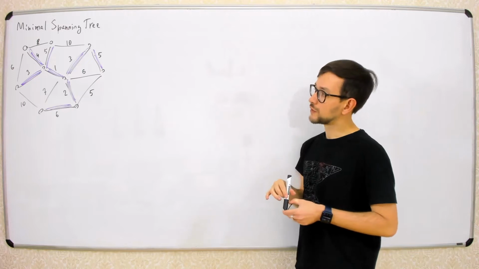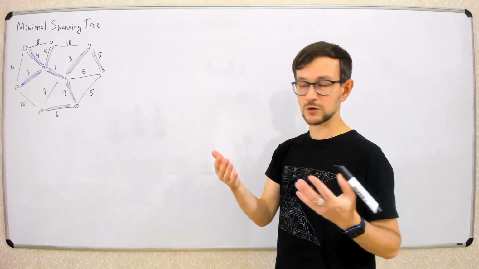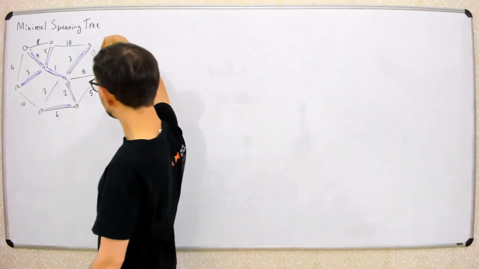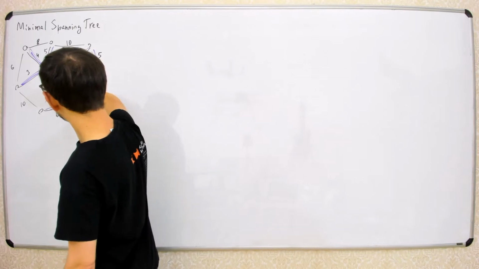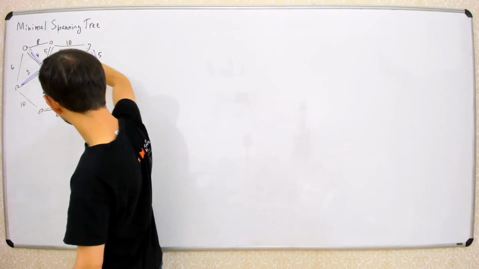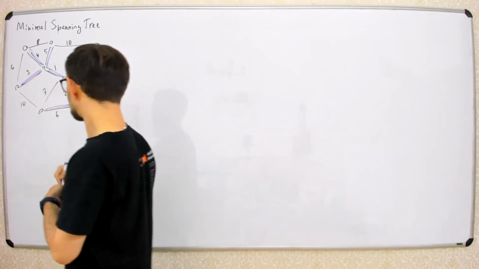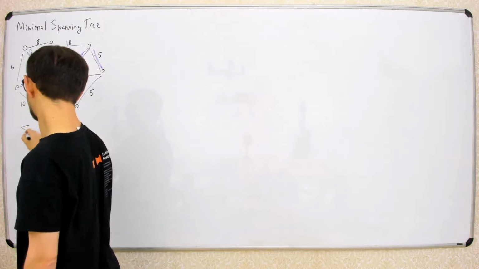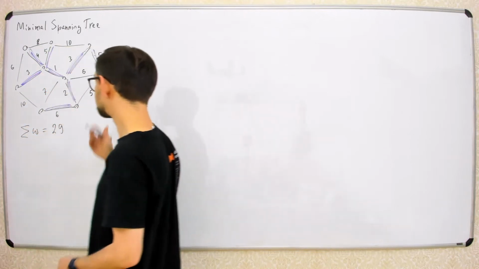So if you have a tree like this, the weight of the tree is just the sum of all weights of all edges. For example, for this tree, the sum will be 5 plus 3, 8, 9, 12, 16, 21, 23, 29, right? So the weight of the tree is just the sum of all weights. It is 29 for this tree.